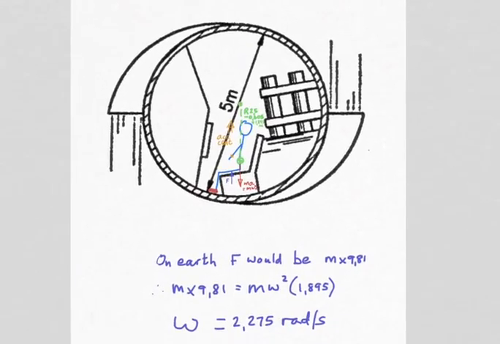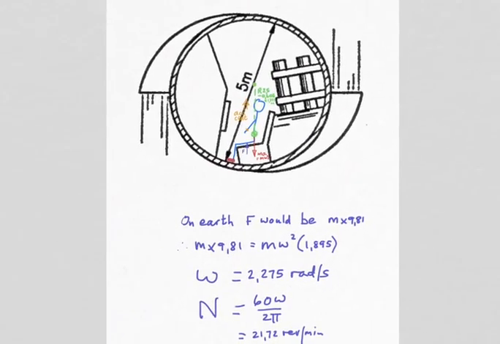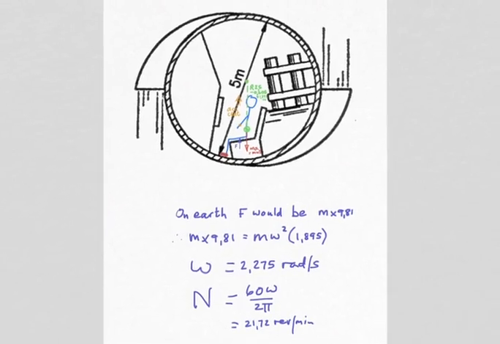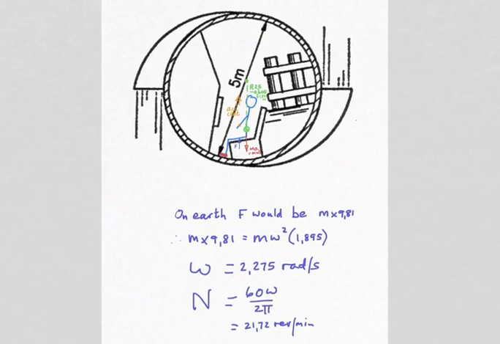So if we solve for omega, if you rotate this capsule at 2.275 radians per second, you will achieve that force which will feel to him like the force he had when he was sitting on a chair on planet Earth. So at 21.72 revs per minute, you would achieve this situation, which would give the operator the false impression of being back on Earth and having the effect of gravity pushing him into the seat.